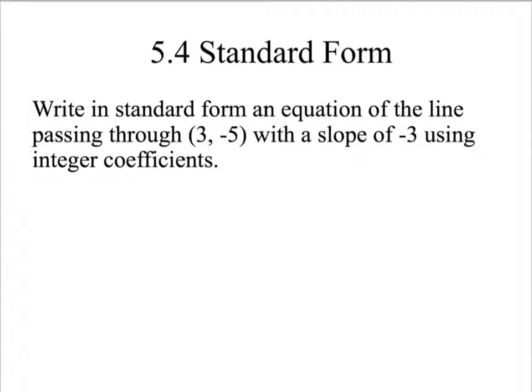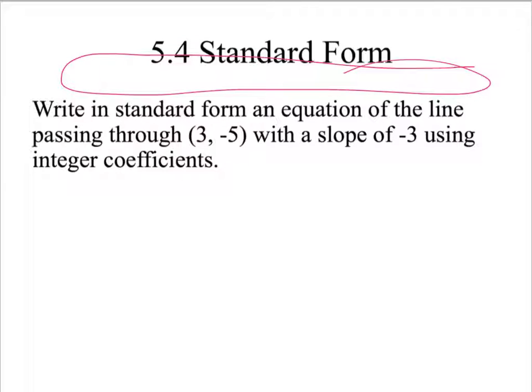Okay, now the question is, again, you don't have to write this down because there's no yellow bar. Lucky you. Okay, so now we are going to be writing in standard form, an equation of the line passing through the point 3, negative 5, with a slope of negative 3 using integer coefficients. Okay, in this type of problem, we have a point and we have a slope. Okay, how could we start this off?